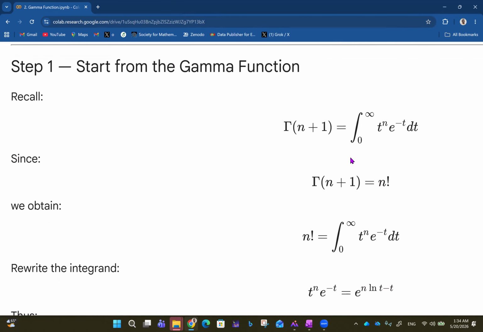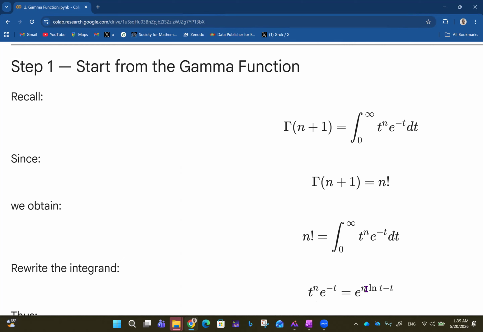So start from the gamma function as usual. Knowing that gamma n plus 1 is the integral from 0 to infinity of t raised to the power n e raised to the power minus t dt, and since gamma n plus 1 is n factorial, we obtain that n factorial is the integral from 0 to infinity of t raised to the power n e raised to the power minus t dt. So we write the integrand, which is t raised to the power n e raised to the power minus t.